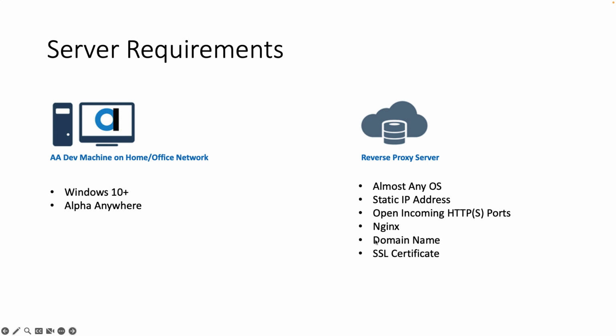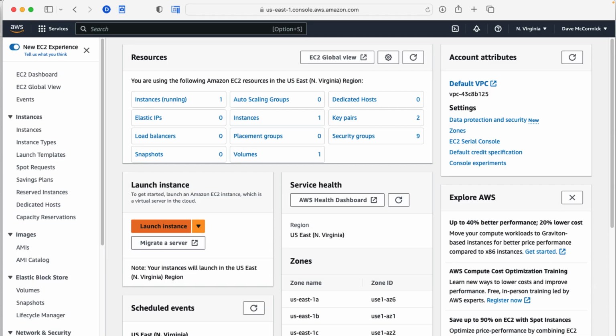The other thing you're going to need is a domain name. And the reason you'll need a domain name is you'll need it to get an SSL certificate. The SSL certificate makes sure that your data is encrypted between the client and the proxy server. And I would not recommend running it any other way. Nowadays, everything really should be encrypted. I'm going to show you how you get that set up as well.